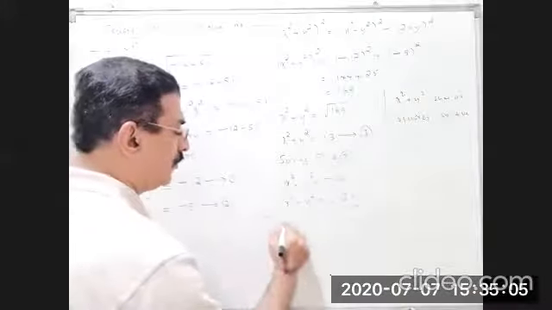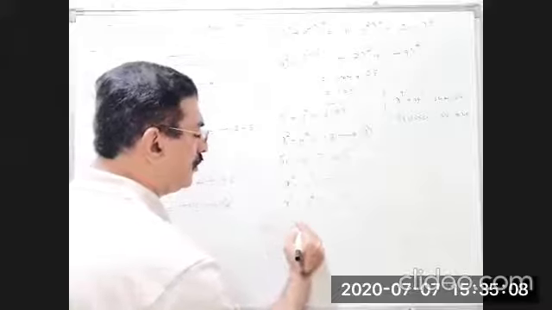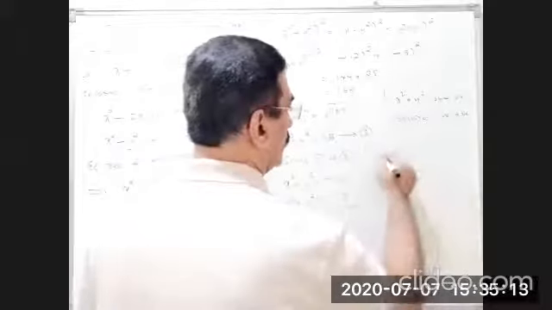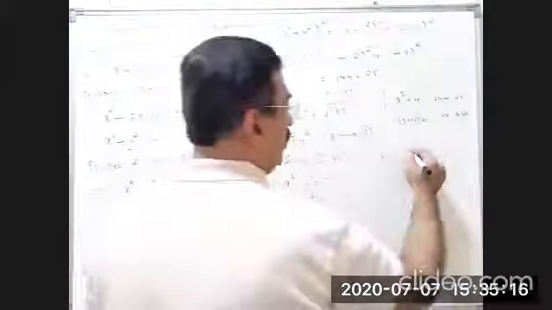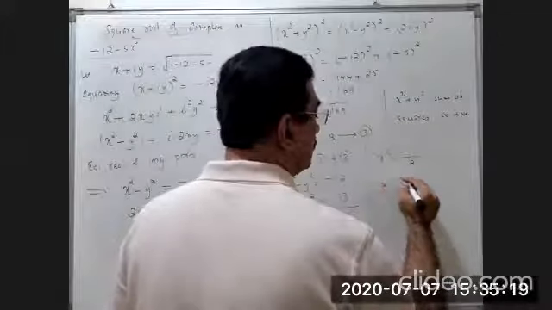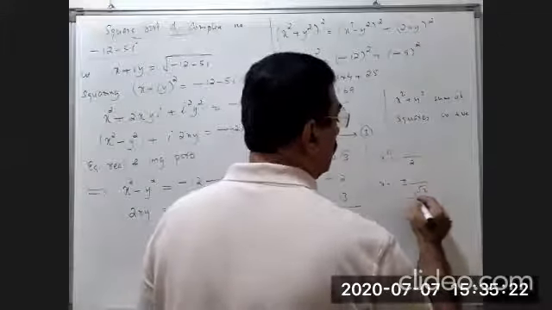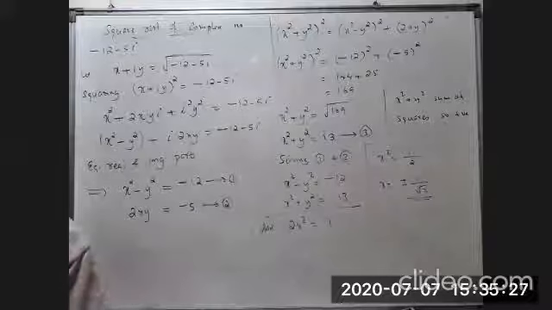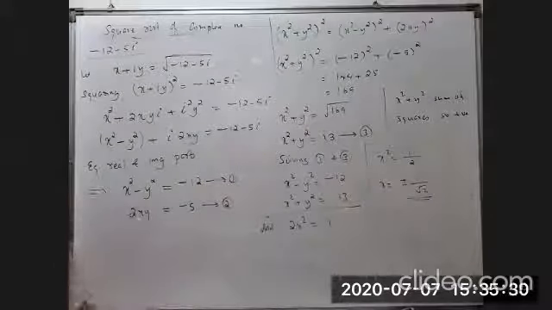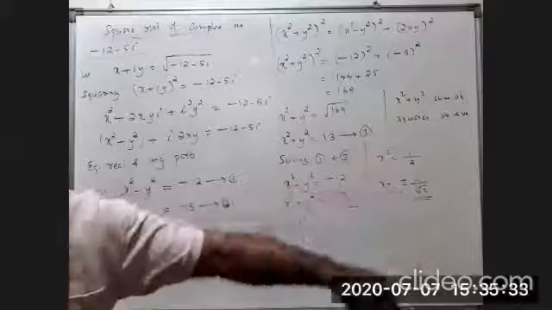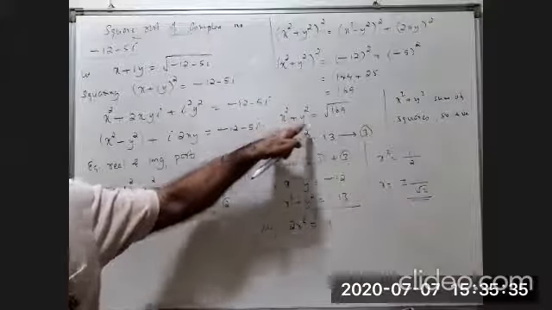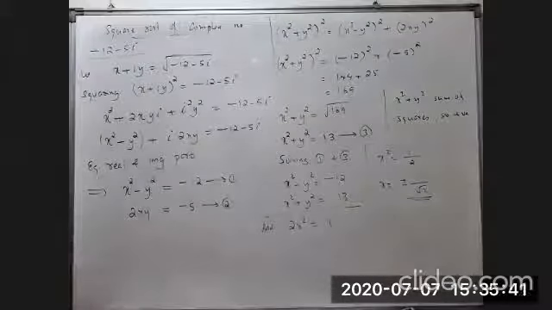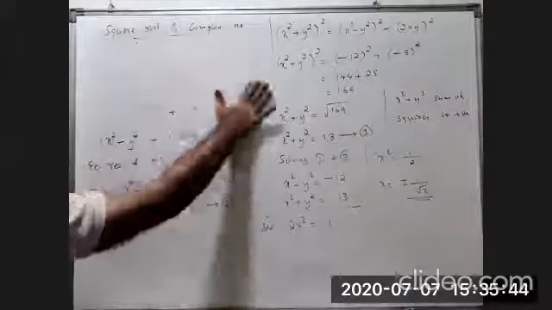Adding, what do we get? 2x square is 1. x square is 1 by 2. x is plus or minus 1 by root 2. If x square is 1 by 2, x can be plus or minus 1 by root 2. Here, it can be positive or negative. Previously, it cannot be negative because it is a sum of squares. Now, see that we got two values of x.